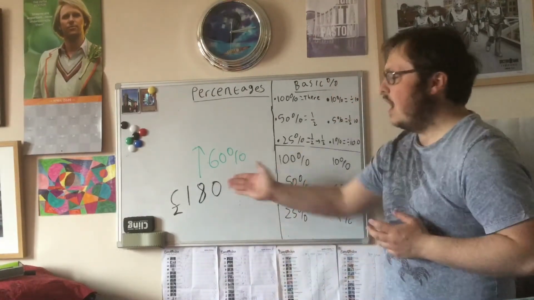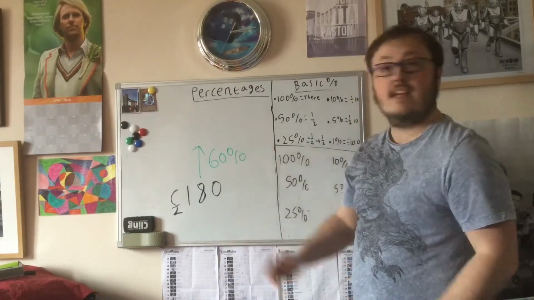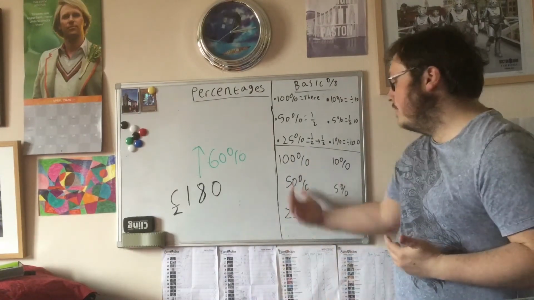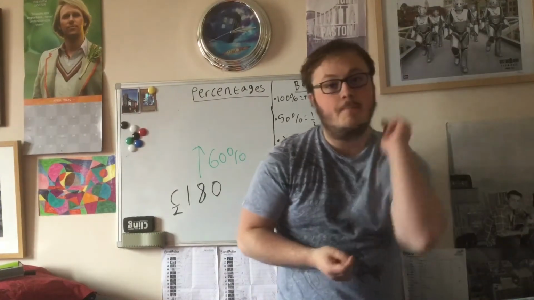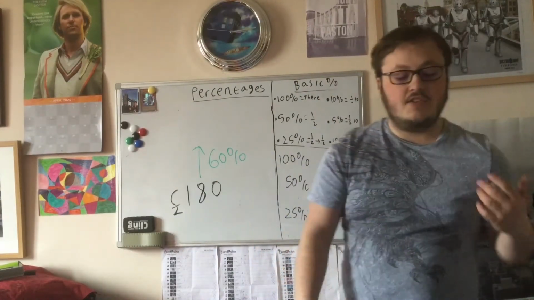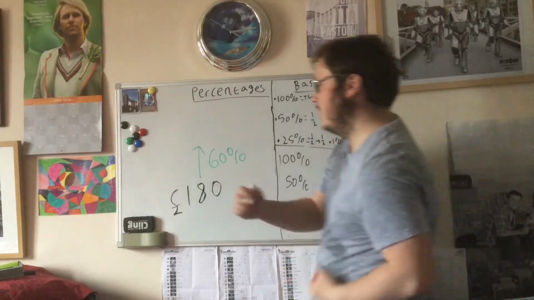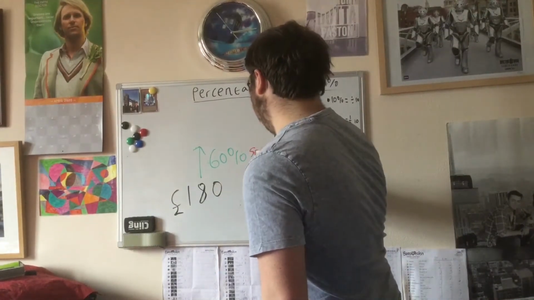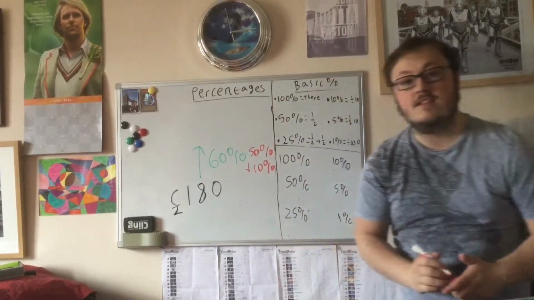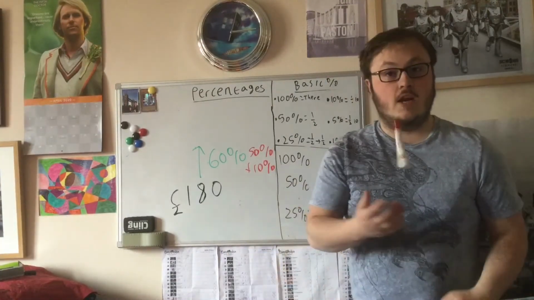But so, how do we find out? What you do is you find 60% of 180. But 60% is not a basic percentage, so we use our basic percentages to help us. The easiest way, in my opinion, is 60% is the same as 50% plus 10%. So let's find 50% of 180.